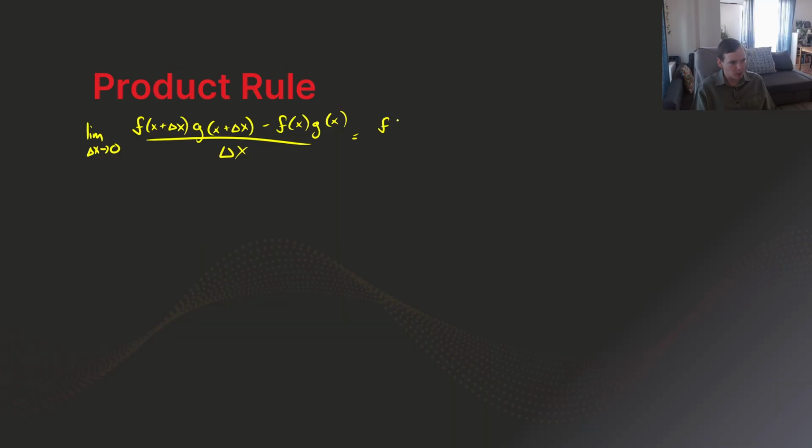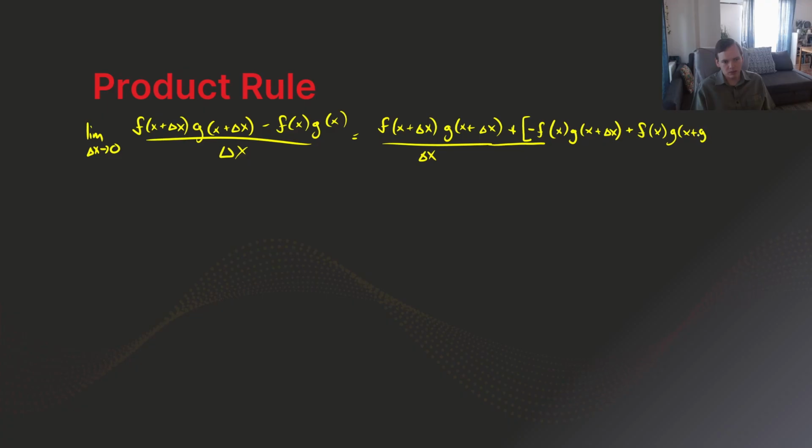Now, for reasons that will be clear in a minute, I'm going to add and subtract a term from the numerator. So f of x plus delta x, g of x plus delta x, that's exactly the same, still over delta x. Now I'm going to add and subtract, and I'll write this in brackets just so it's a little easier to see. So I'm going to subtract f of x, g of x plus delta x. So I subtracted this, so I need to add another so I don't change the overall expression. So plus f of x, g of x plus delta x.